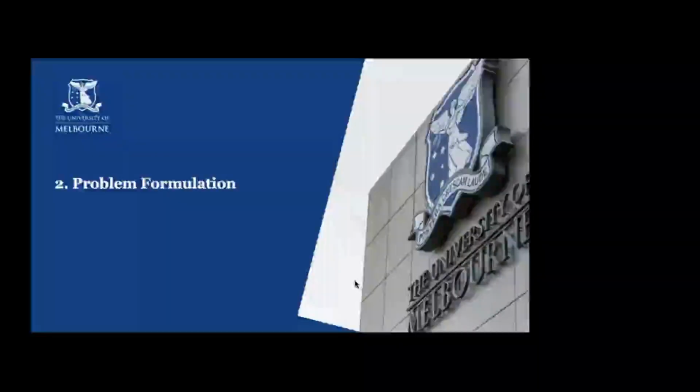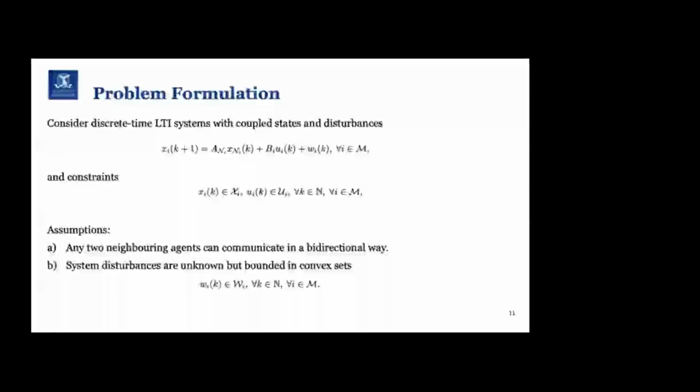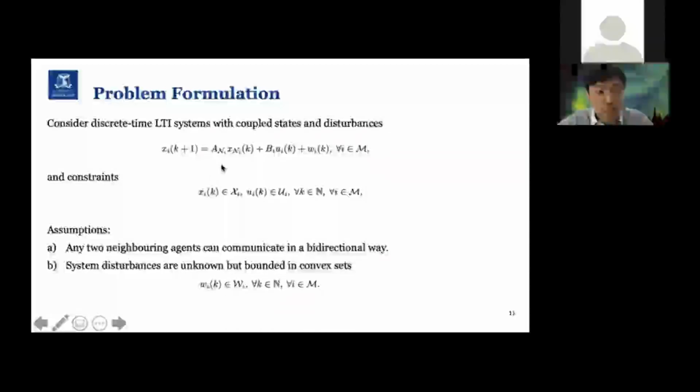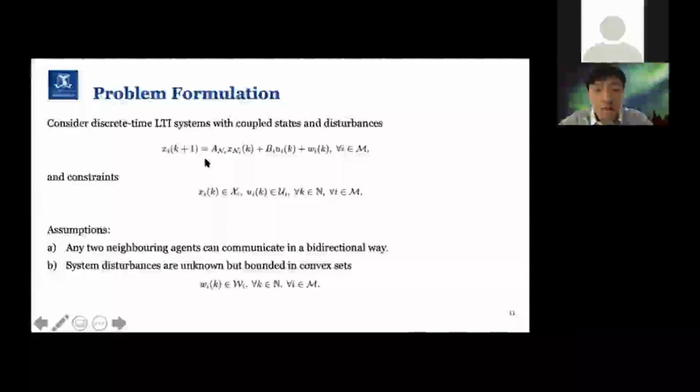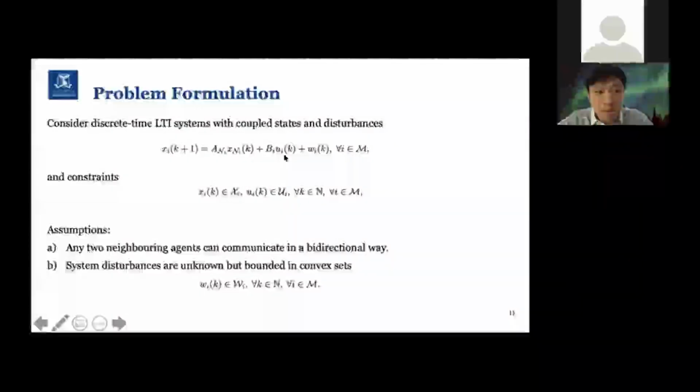So to solve these two challenges, we first formulate the problem. We consider discrete time linear time invariant systems with coupled states and also disturbances. In this model, x_i is the state of the agent i, and the agent is inside the set capital M. And there is a coupling inside the state. So x_Ni is the vector of the states, including the state of agent i itself and also all its neighbor states. And the input u is independent, and the disturbance is also independent for each agent.